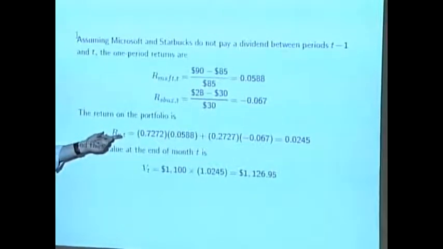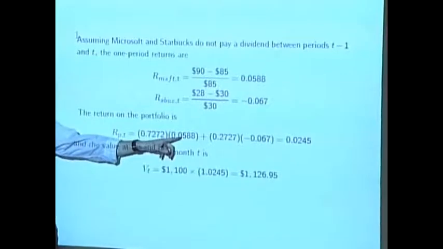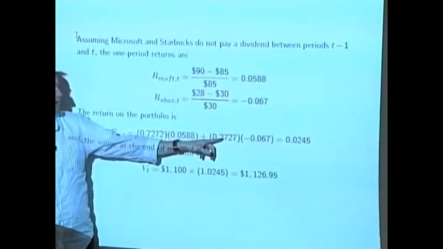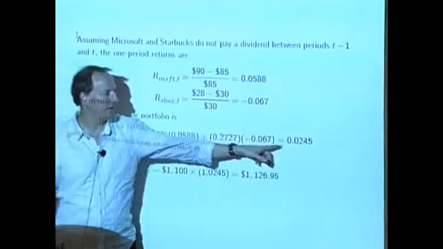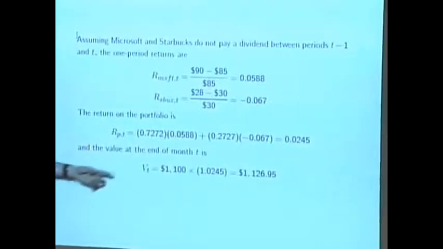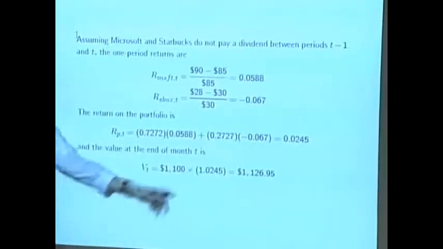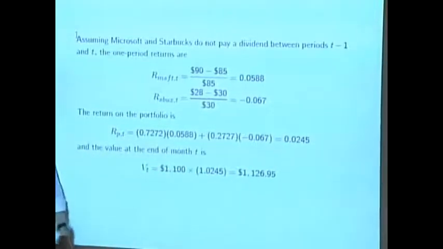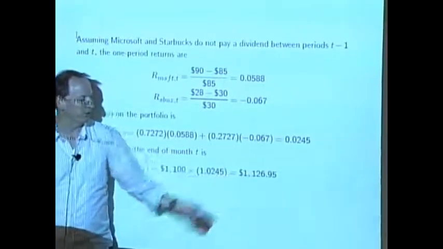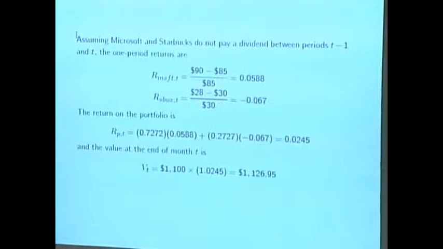So my portfolio return is how much I invest in Microsoft times the rate of return on Microsoft, plus how much I invest in Starbucks times the rate of return on Starbucks, and that's 2.45%. And so my portfolio grew at 2.45% over the month, so my $1,100 grew to $1,126.95. So it's an illustration of a portfolio rate of return calculation.